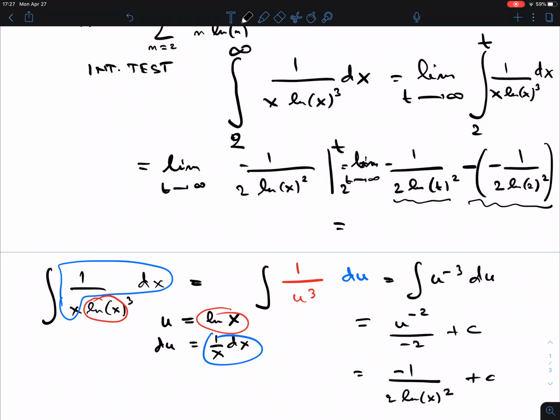It means convergent. In this case, what happens if I plug in? Well, the ln of infinity is infinity, so I get 1 over ln of infinity, so 1 over infinity, so that is 0. So this thing is 0, and this thing is whatever it is, it's 1 over 2 ln 2 squared. So we get convergence here. It doesn't matter what the value of this thing is. Okay, don't make that mistake.